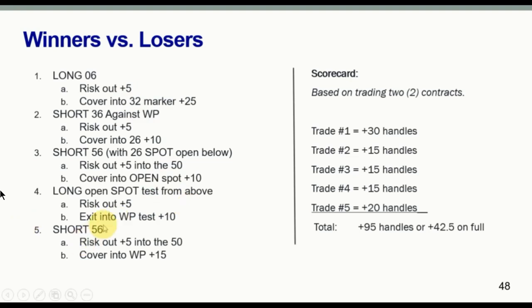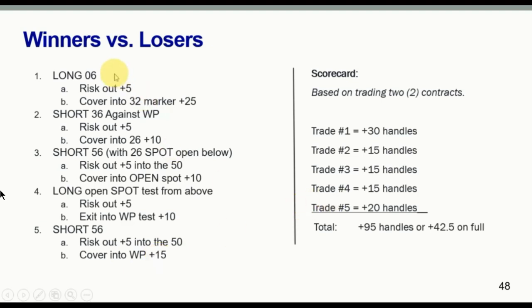Shorting the 56, we always get a back test. Not always, I shouldn't say that. We typically get a back test of the 50. We front run that just like in the video where I shorted 06 and I was front running the roundy at 01. I would short 56 and bid 51. And then we knew if we lost the 50, we've got an even stop. If we lost the 50, we have a potential to go all the way back to the weekly pivot.